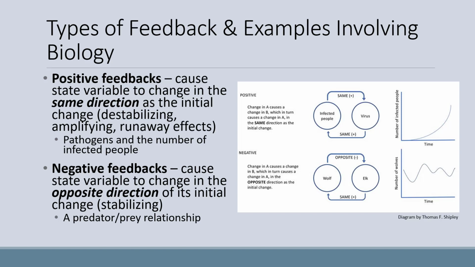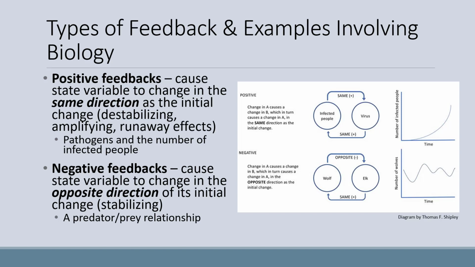Another example of a positive feedback, one that involves living organisms, would be pathogens and the number of infected people. The more people who have a virus, the more uninfected people will be exposed. Then more people will get sick, and so on and so forth. It's a positive feedback loop, and over time the number of infected people grows exponentially. That's shown on the right there in the upper portion.